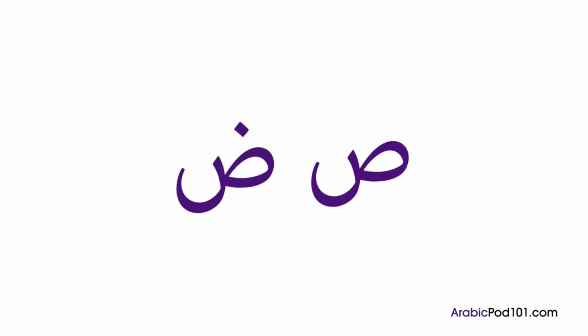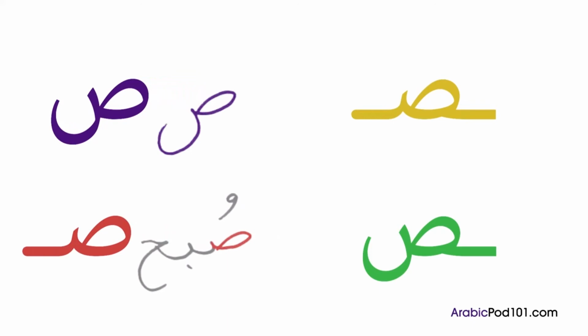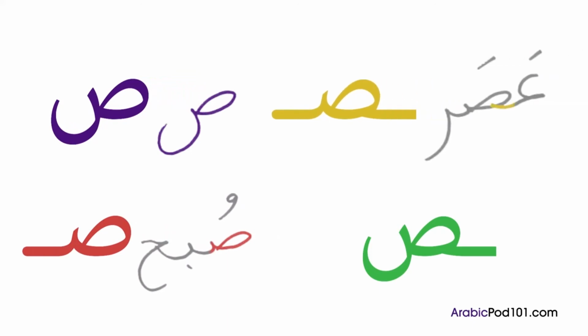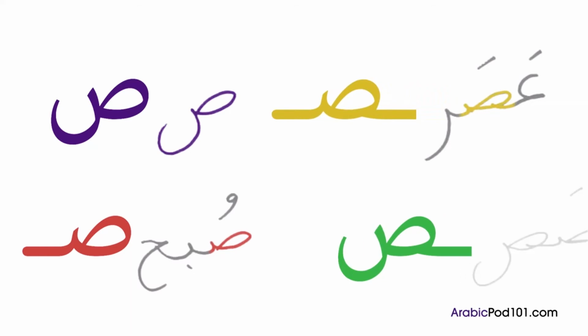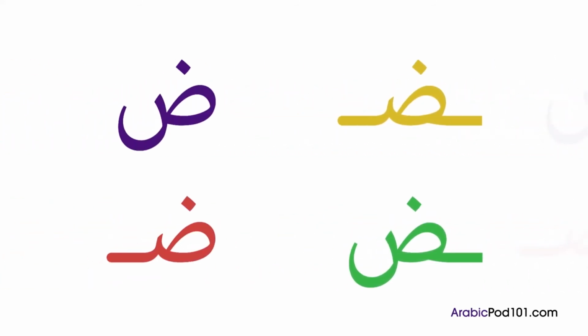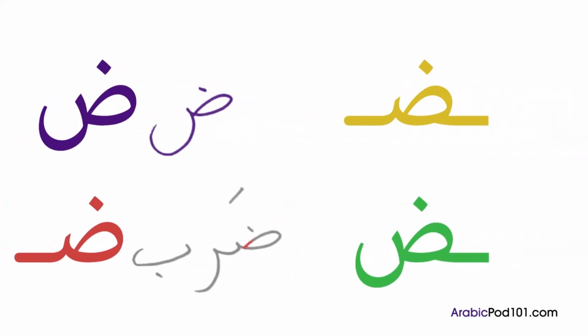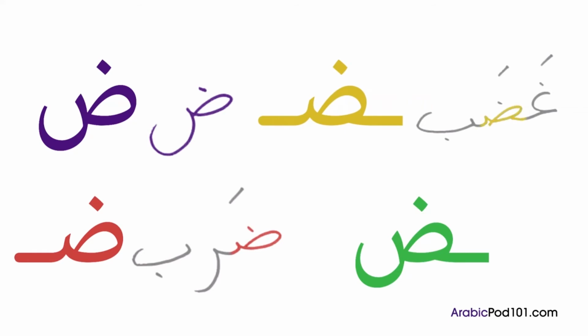That's it for lesson 7. Now on to lesson 8's letters. In lesson 8, we learned Sad and Dad. Here's the Sad. Isolated, initial, medial, final. And then the Dad. Isolated, initial, medial, final.